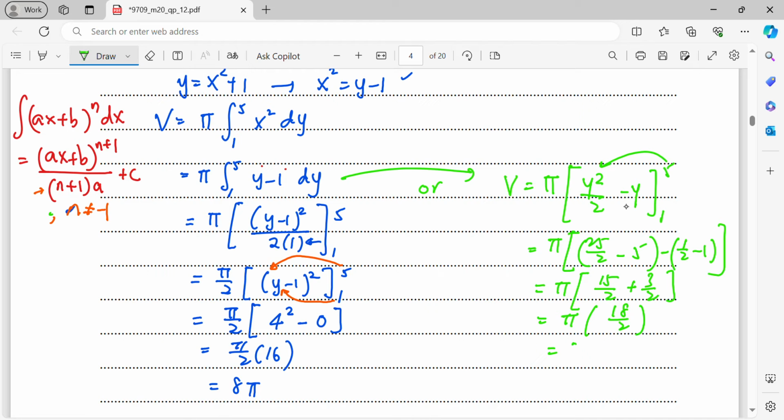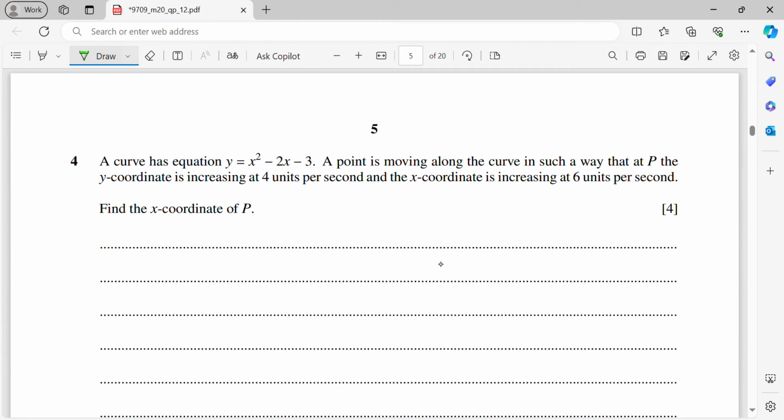Okay, y squared over 2 minus y, so okay, this is 10, so 25 minus 10 is 15, then minus 1 over 2 minus 1. Okay, here is 1. Right. 1 over 2 minus 1 is basically negative half. So here becomes 16 over 2. 16 over 2 is 8. So you are getting the same answer. So that's all for question number 3. Now next question number 4.